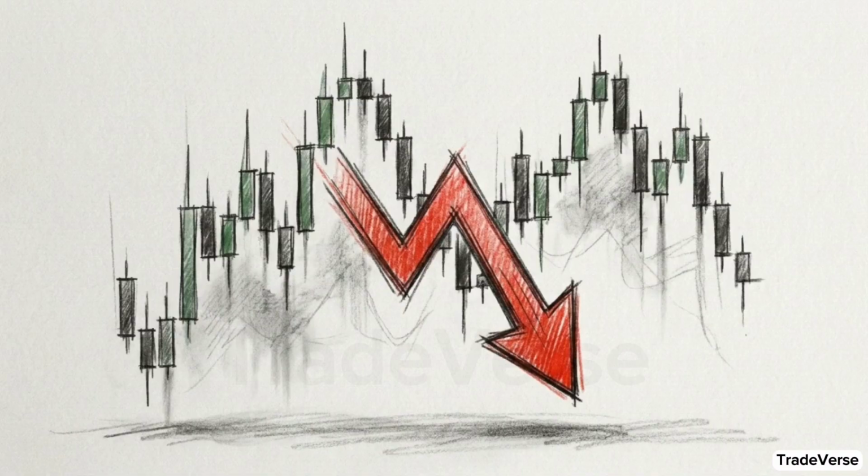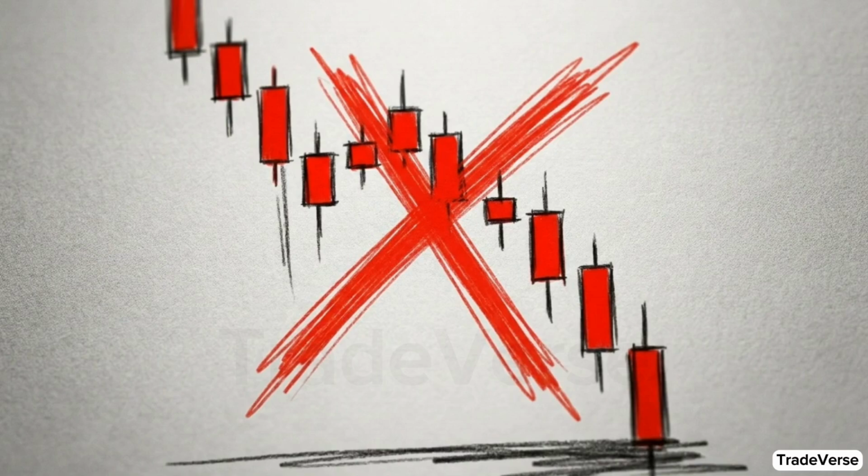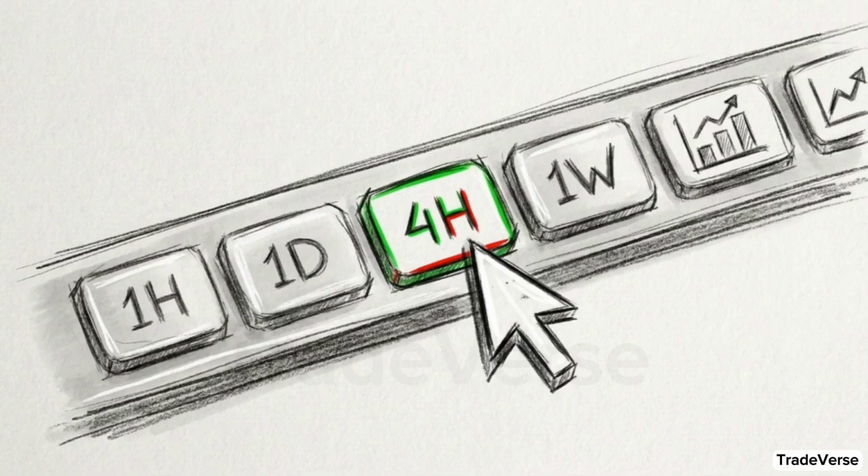Many traders try to spot double bottoms in the middle of an active downtrend. This is no man's land, and buying here usually leads to a loss. Step 1 begins by zooming out to a higher time frame. We will use the 4-hour chart to establish a solid structural foundation.